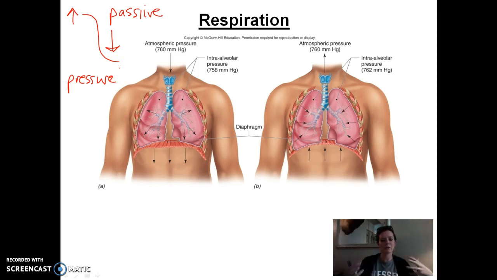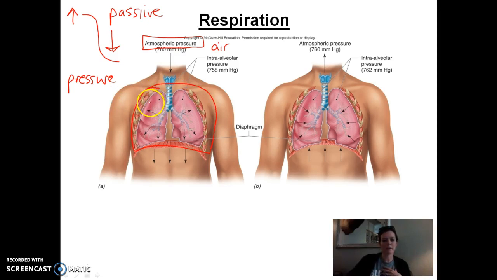So we have to think about one thing. We have what we call atmospheric pressure, and that simply means the pressure of the air surrounding our body, so in the outside environment. And interestingly enough, in regards to breathing, that atmospheric pressure doesn't actually change. That's going to remain constant. But what does change is the pressure inside the thoracic cavity.